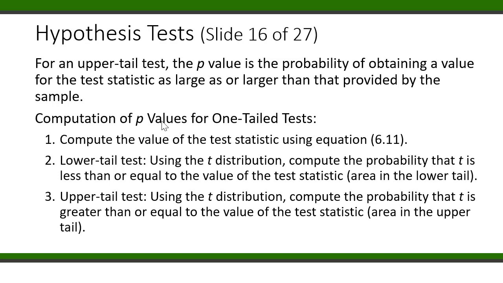So, in summary, for computing p-values, you want to compute the value of the test statistic using equation 6.11, which is found on page 256. For the lower tail t-test, using the t-distribution, you compute the probability that t is less than or equal to the value of the test statistic. For the upper tail t-test, using the t-distribution, compute the probability that t is greater than or equal to the value of the test statistic.